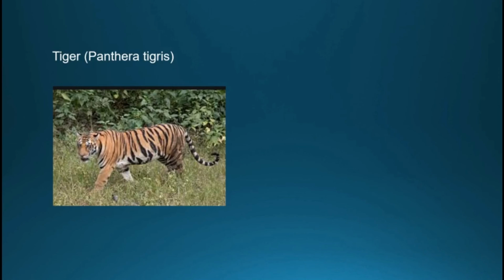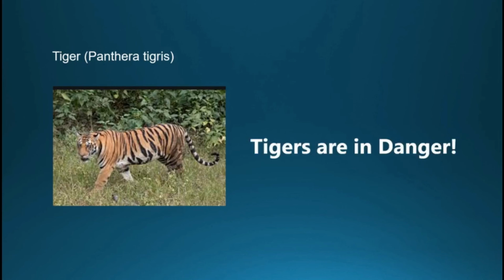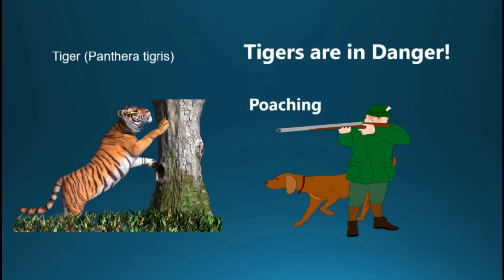One more example, which is very familiar to us, the tiger, Panthera tigris. And tigers are in danger, we all know. And why are they in danger? Because of poaching. And what do you mean by poaching? Hunting. And why do they hunt? Because every part of the tiger is of human use, such as skin. So mainly for the skin, tigers are being killed.